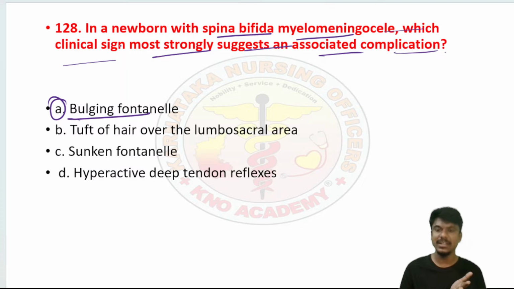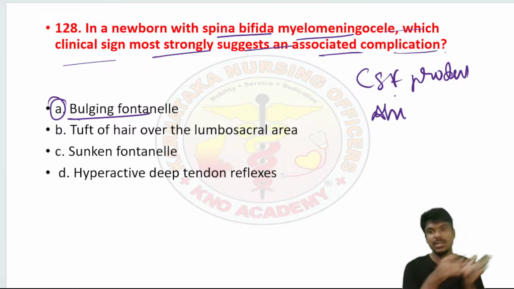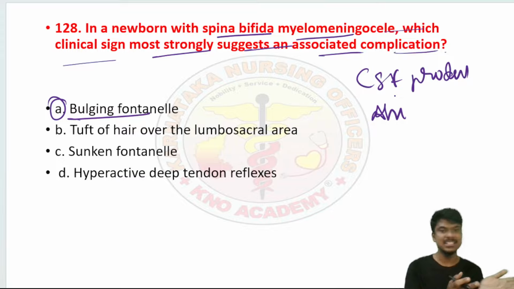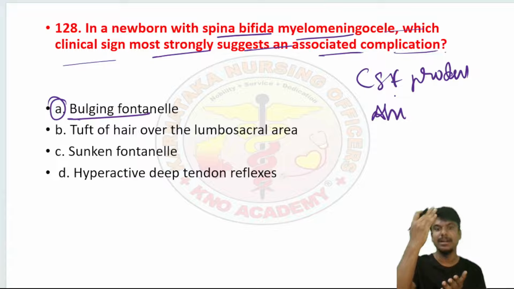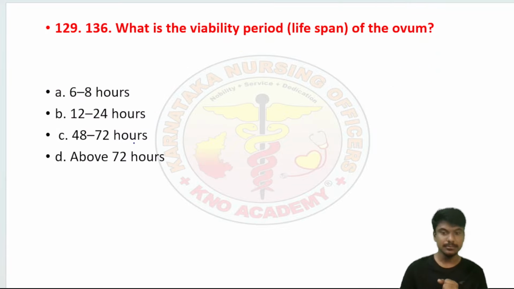Normally the CSF is continuously produced and continuously absorbed. Here there is occlusion of the CSF flow. If you occlude the CSF flow, there will be a raised ICP. Raised ICP is indicated by a bulging fontanelle. If your anterior fontanelle is bulging, it indicates an obstruction of the CSF flow. Option number A is the right answer.